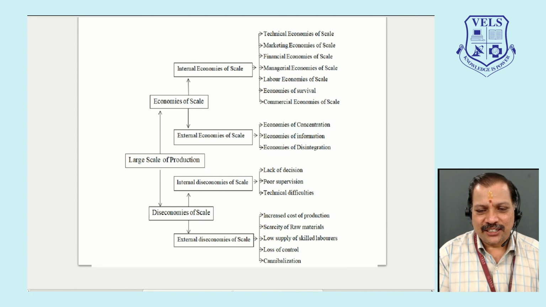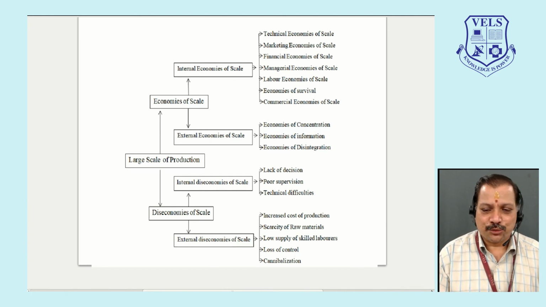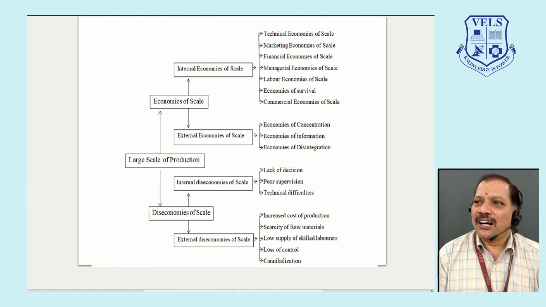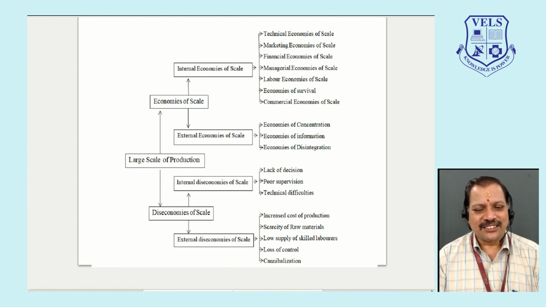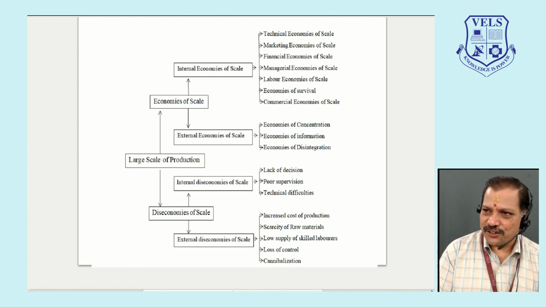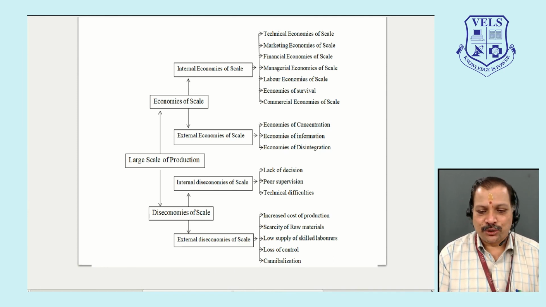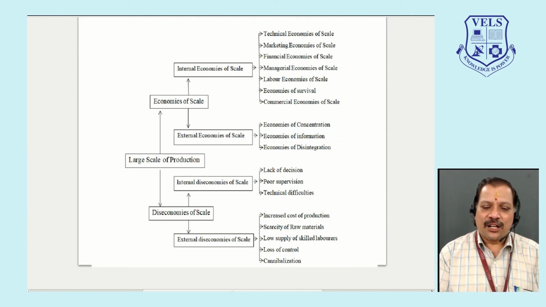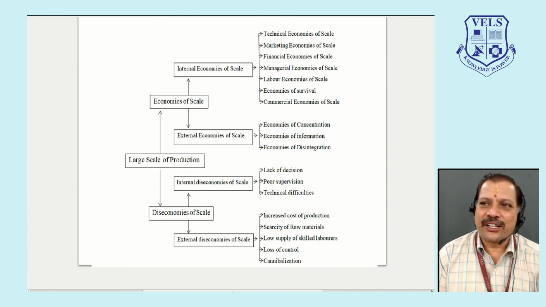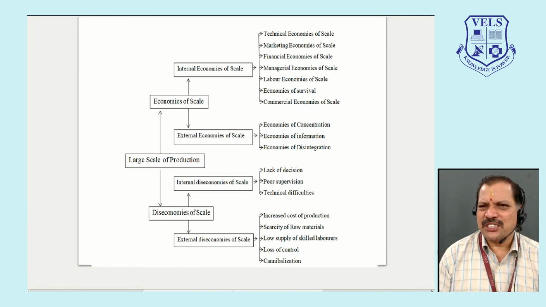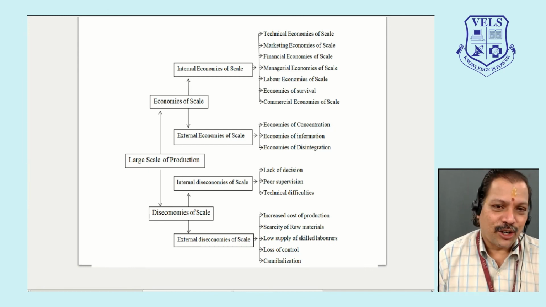And what are the disadvantages? Lack of decision, supervision, lack of monitoring, the technical difficulties, more costly, there will be unfair trade practices, increased cost of production, scarcity of raw materials, low supply of skilled laborers, production schedule will be very costly, difficult to move from one place to another, loss of control, cannibalization, unfair trade practice. These are all the points that will be listed under diseconomies of scale.